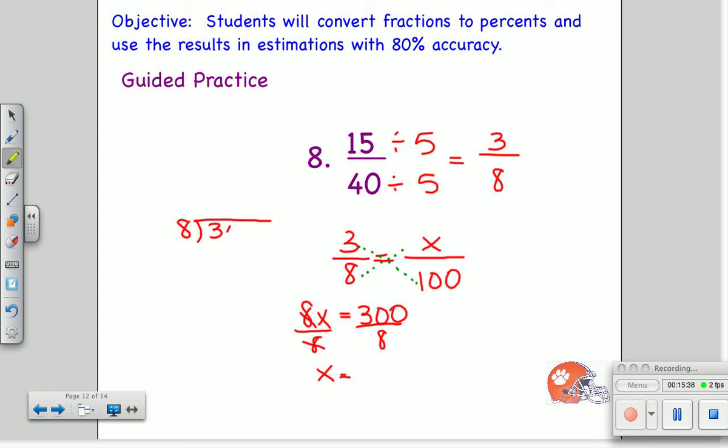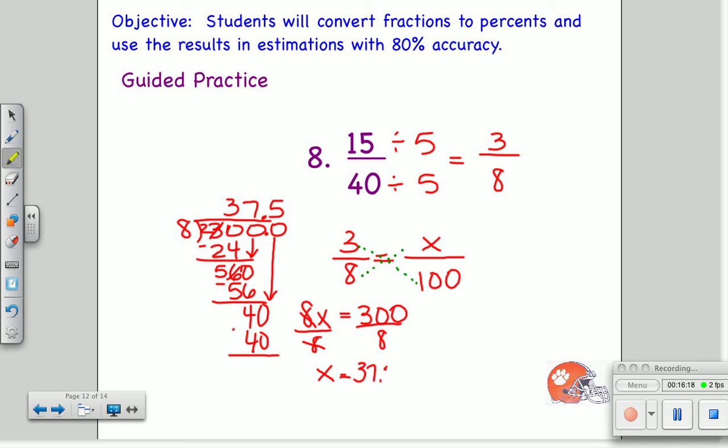8 into 300. 8 goes into 30 3 times. 8 times 3 is 24. 30 minus 24 is 6. Bring down the 0. 8 goes into 60 7 times. 8 times 7 is 56. 10 minus 6 is 4. Add a decimal and another 0. Bring down this 0. 8 goes into 40 5 times. 8 times 5 is 40. So x equals 37 and 5/10.